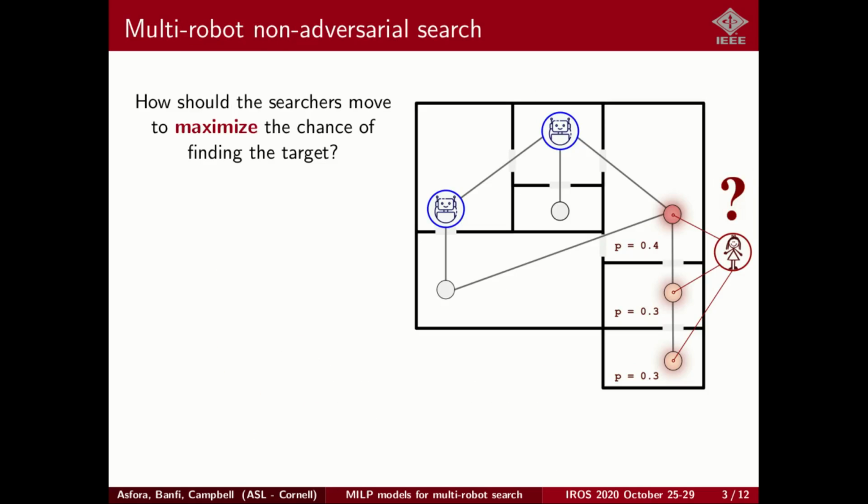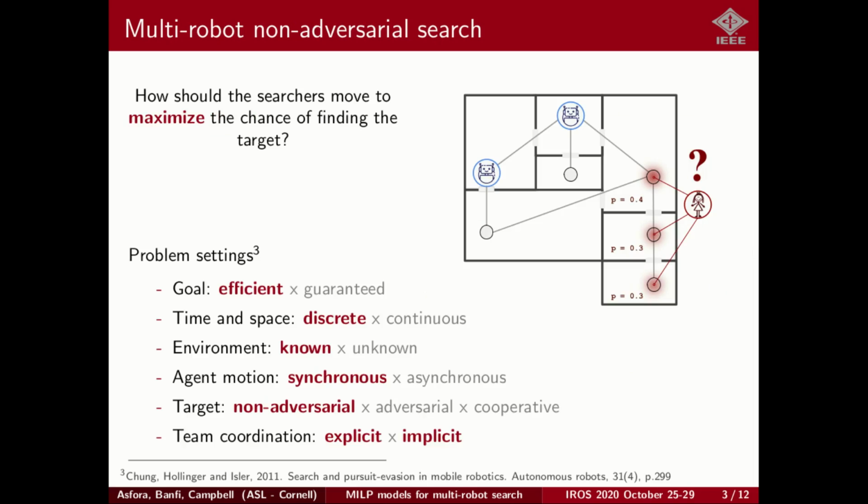Now we understand why, let's formulate our problem. As the schematic illustrates, we don't know exactly where our target is, but we have a set of probabilities and we are trying to figure out how to move our searchers in order to maximize the chances of finding the victim. Our goal is to find the target within a specified deadline, so we are performing an efficient search.